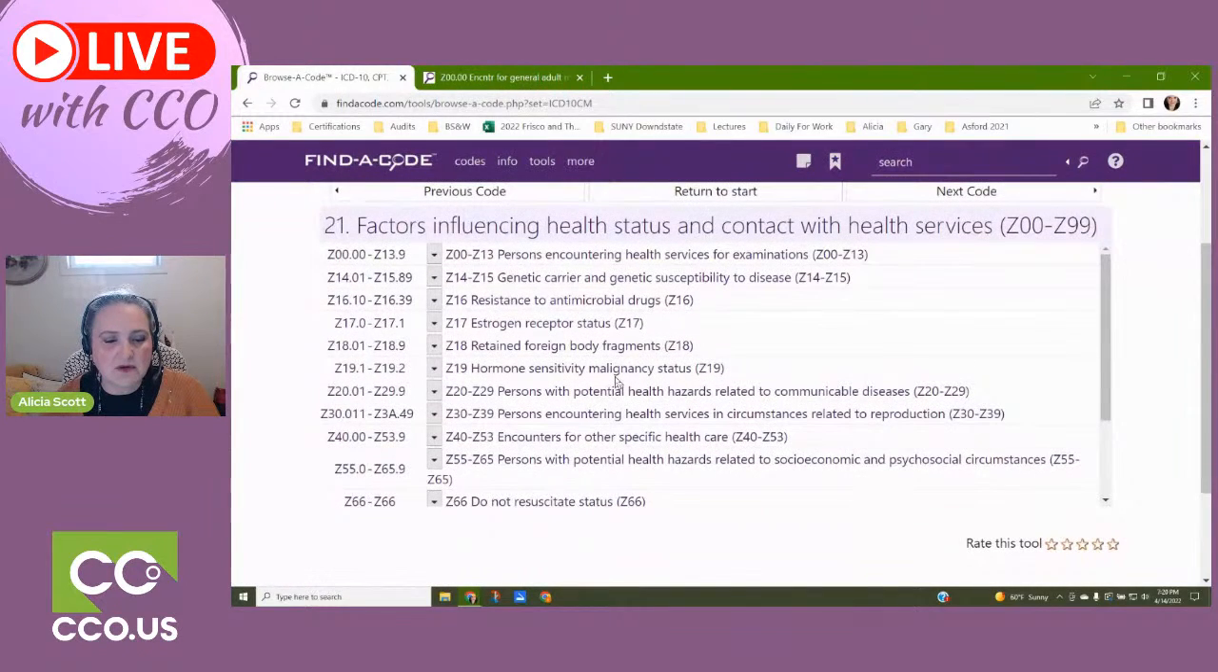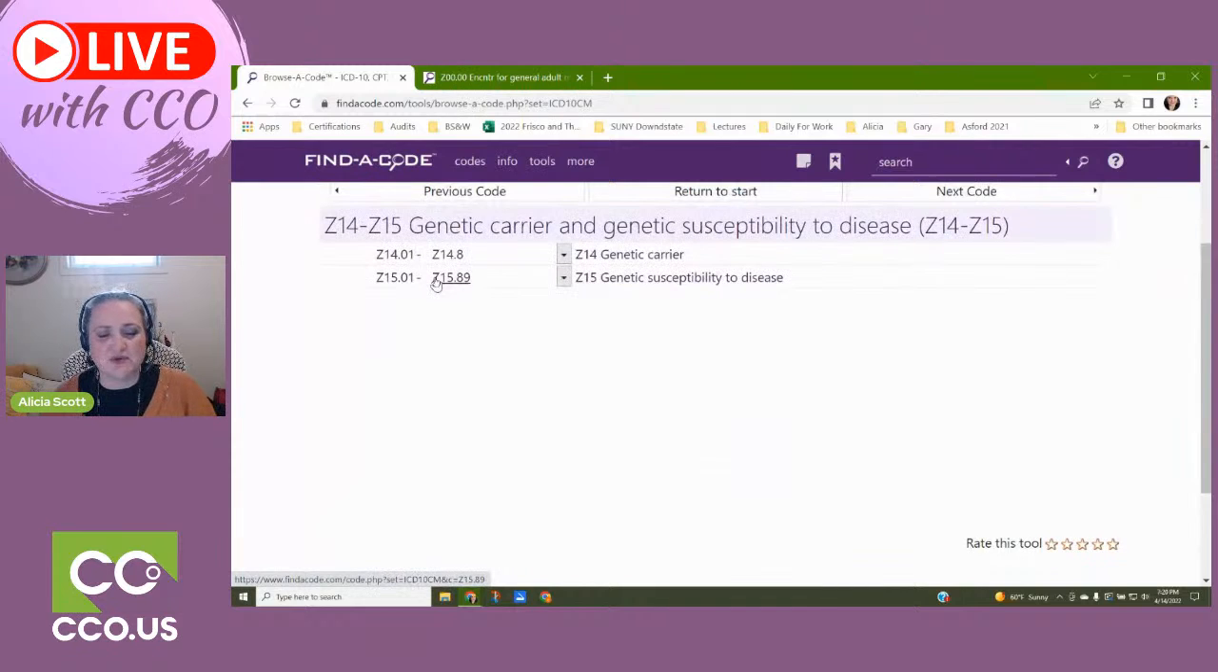Again, just do a review on your own of Z00 through Z13 and realize that those codes are specifically for why a person is going to the provider. Let's move on. Genetic carrier and genetic susceptibility to diseases. Now let's just review. Are you a genetic carrier of something? Do you have a genetic susceptibility to a disease?